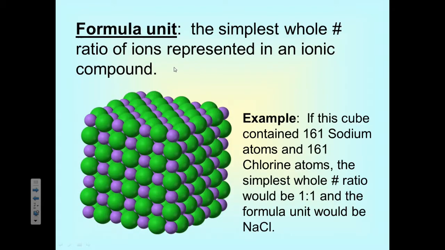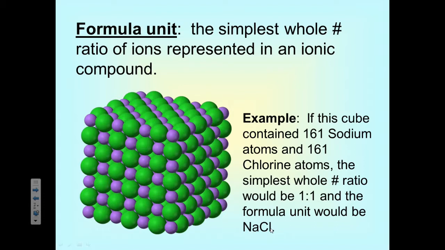A formula unit is the simplest whole number ratio of ions that are represented in that lattice structure. For example, what if this cube had 161 sodiums and 161 chlorines? What's the simplest whole number ratio? Well, it's 1 to 1. There's 1 chlorine atom for every sodium atom. So the simplest formula unit would be NaCl, 1 Na and 1 Cl.